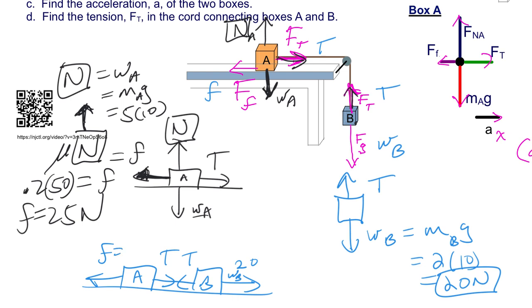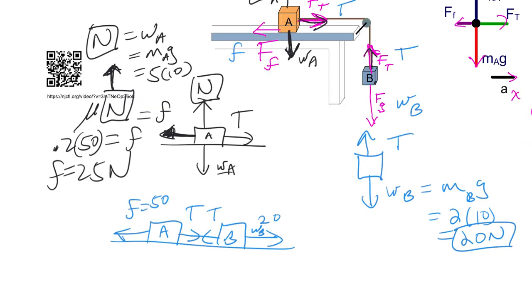So friction equals 50. Weight B is 20. Mistake, mistake. So you probably were wondering, I did it wrong. That's 10 newtons. So friction is 10 newtons. Sorry, I miscalculated.